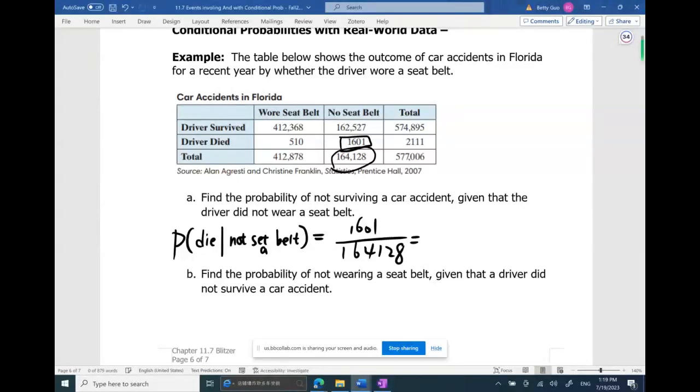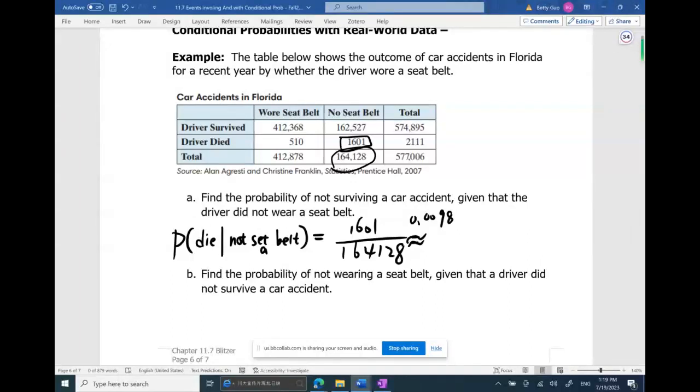I'm interested in knowing the value, so let's find the decimal. 1601 divided by 164128. I would round it to 0.0098. Yeah, so shy of 1%. Very, very close to 1%, but shy of 1%. If you do not wear a seatbelt, you have a shy of 1% chance of dying, right?